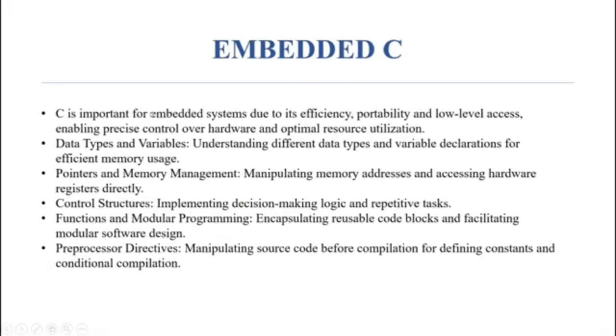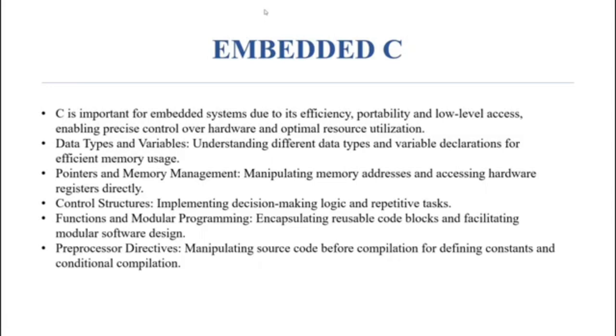Embedded C. C is important for embedded systems due to its efficiency, portability, and low level access, enabling precise control over hardware and optimal resource utilization. The C language plays the role in embedded systems to link up the peripheral device to the microcontroller, and it will sense the information to do the operations. Here we can see the data types, variables, and many more.